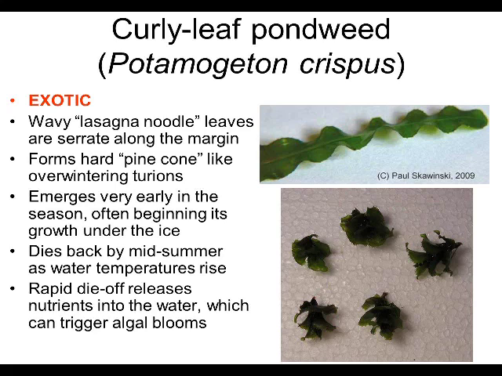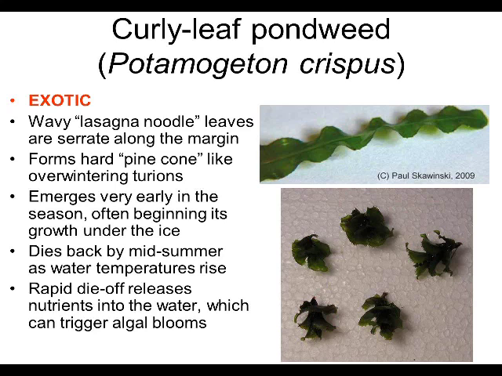Curlyleaf is pretty unique in that it actually emerges very early in the growing season. Most curlyleaf pondweed surveys and treatments are actually happening right now. So this plant tends to start growing almost under the ice. Once the ice comes off and the sunlight is able to penetrate, this plant just shoots up to the surface and can really form some very dense beds.